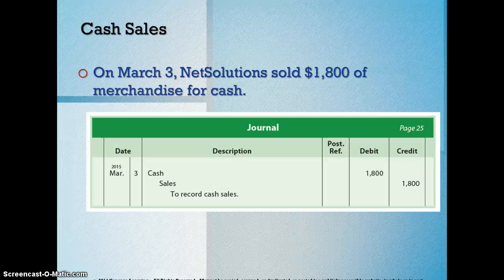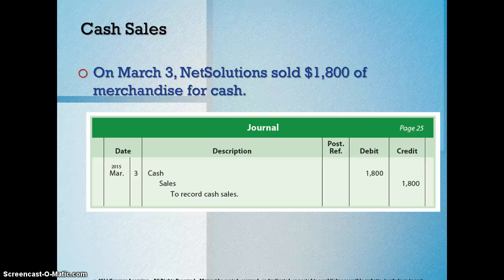All right, so now we can have some cash sales. What happens when we sell? That was just us buying merchandise to put on the shelves. Now we have merchandise out there on the shelves and we have customers who come in and buy it. Okay, so on March 3rd, Net Solutions sold $1,800 of merchandise for cash.